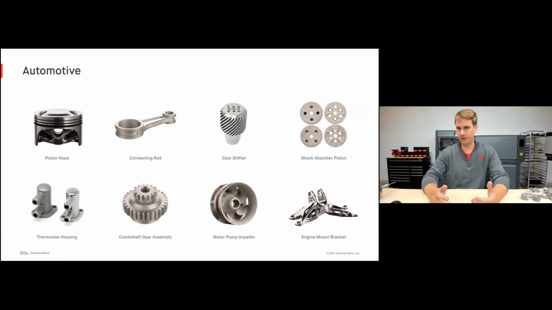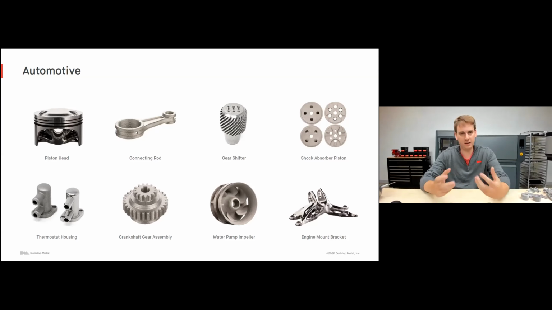Maybe some shock absorber pistons that have been produced for a long time, but now with additive manufacturing, we're able to generate some new designs that weren't possible before. Of the thermostat housings, those are from our vintage Mercedes-Benz, where the tooling could no longer be sourced and you could just no longer get those parts anymore. So what did we do? We scanned them and we printed them. Some gearing assemblies, some water pumps, engine mounts that feature some generative design.